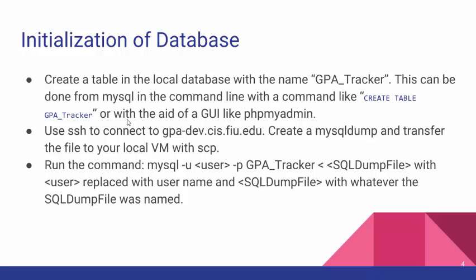Using the SSH command, connect to the development server. From there, create a MySQL dump file and transfer the file to your local VM with SCP. After the file is in your local VM, run this argument from the command line: mysql -u, replace this with whatever user you're using, -p GPA tracker, a less than sign, and replace this with whatever you name the SQL dump file.